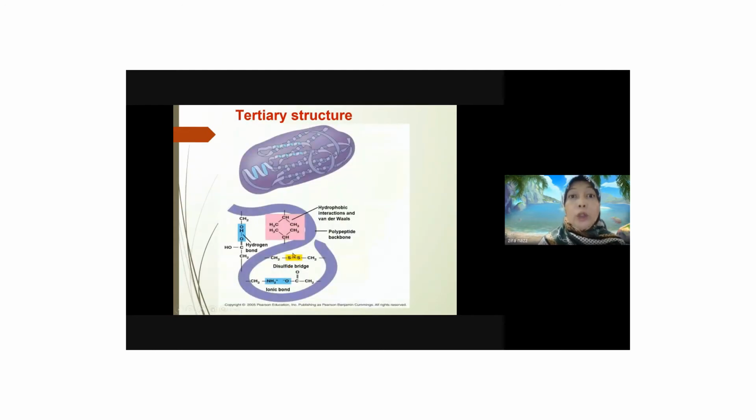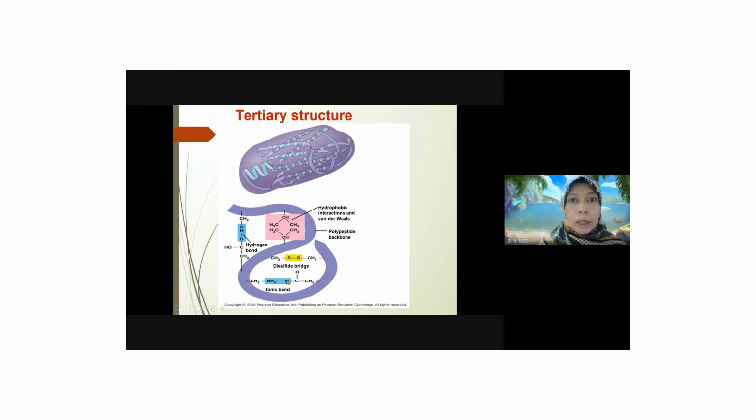Tertiary is due to interactions of the R groups or side chains. So this is the 3D conformational shape of the protein. There are weak interactions and strong interactions. The weak interactions consist of, first, hydrophobic interactions and van der Waals. The second one, hydrogen bond. So there's an OH here with O.